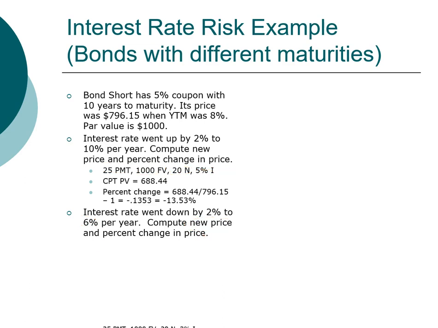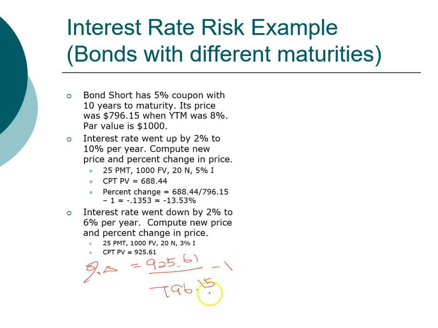Now, we want to find the percentage change in price. Remember that the percentage change in price is the new price divided by the old price, minus 1. So the percentage change in price is equal to the new price, $925.61, divided by the old price of $796.15, and subtract that by 1. We see that it is 16.26%.